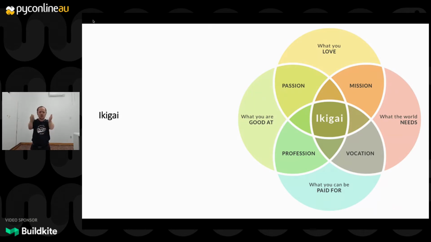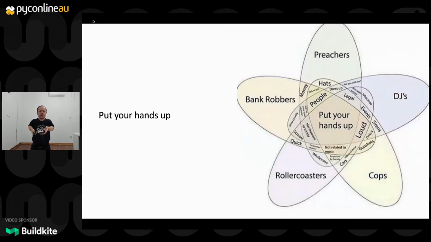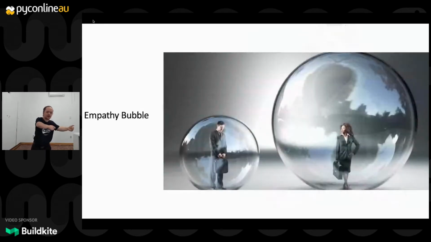Now, I know what you're thinking right now. What has this got to do with accessibility? But Ikigai is important because when you get an accessibility issue and you say, who wants to fix this? The only people who put their hands up are bank robbers, preachers, DJs, cops, and people on a roller coaster. Because unfortunately, with Agile, it was aligned to software development.